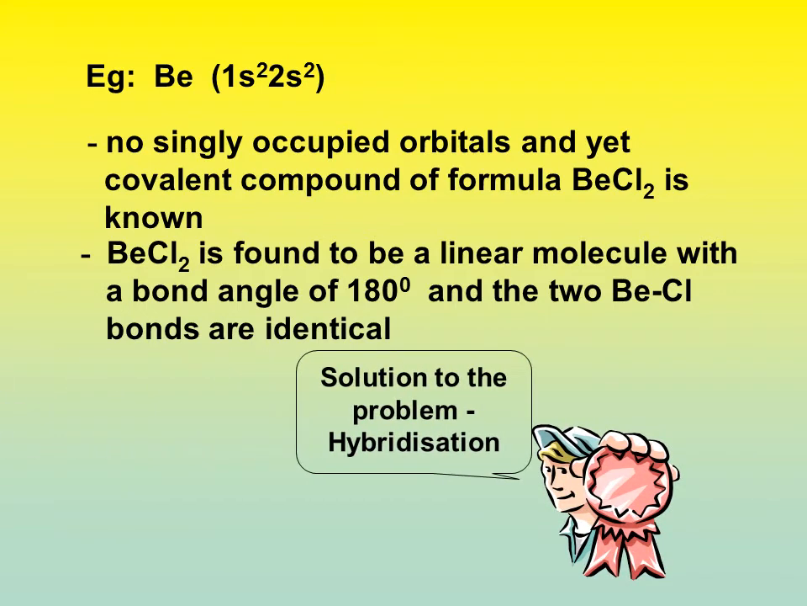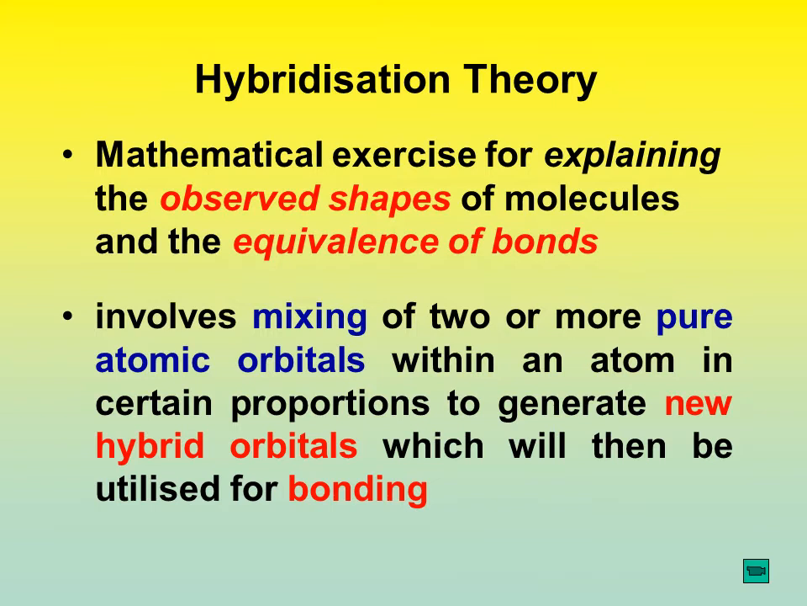In order to explain the different shapes formed, we have the hybridization theory. This theory involves a mathematical exercise to explain the observed shapes that we see in the different molecules, as well as the equivalence of the bonds. It involves mixing two or more pure atomic orbitals together to form new hybrid orbitals.